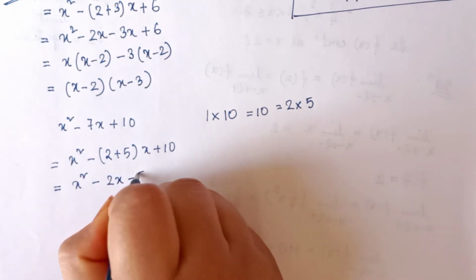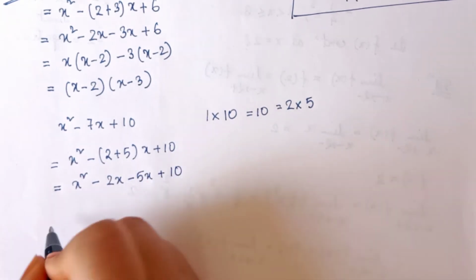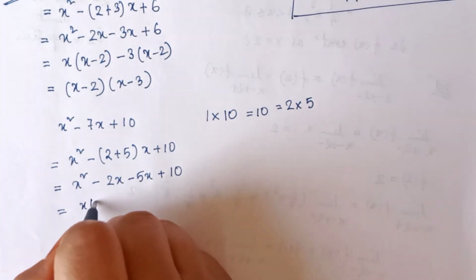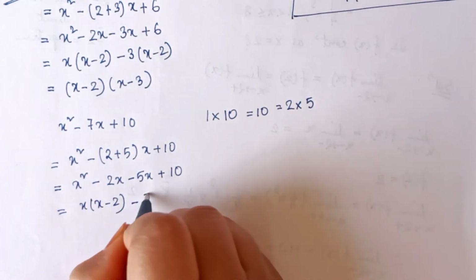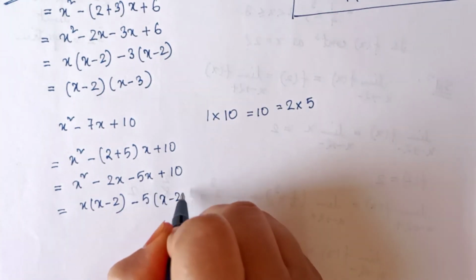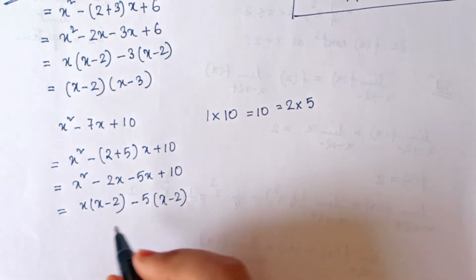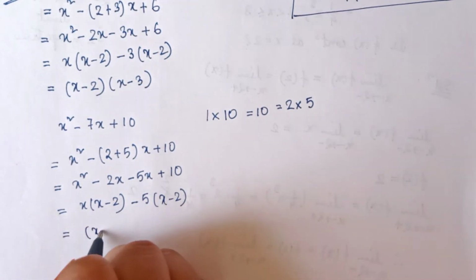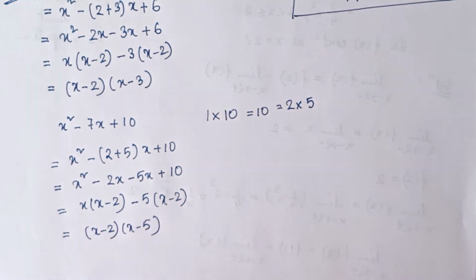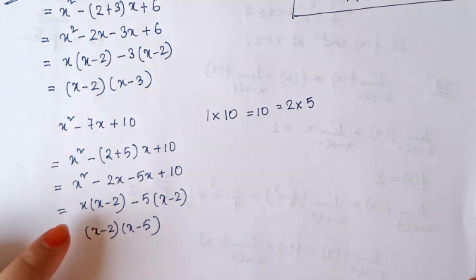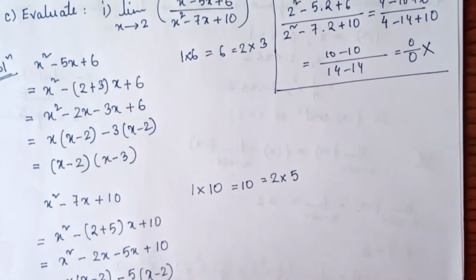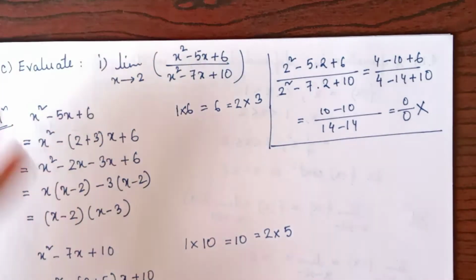So x square minus 2x minus 5x plus 10. From the first two terms we can take common x, so this is x minus 2. From the last two terms, minus 5 can be taken common, so x minus 2. Again, x minus 2 is a common value, so let us take it common, then x minus 5. Now you can see that we have expressed both the quadratic expressions as a product of factors.